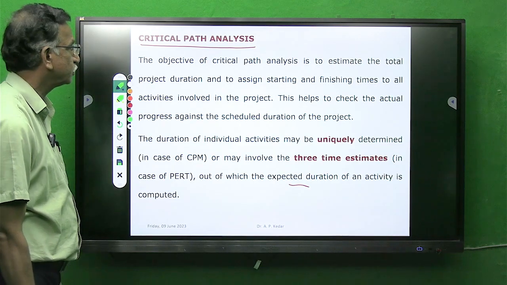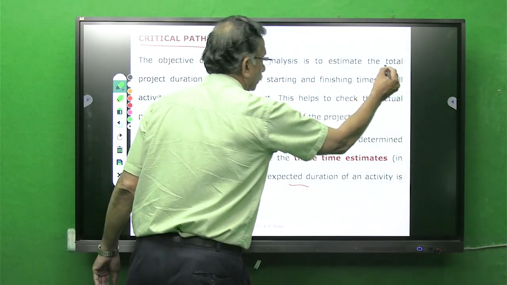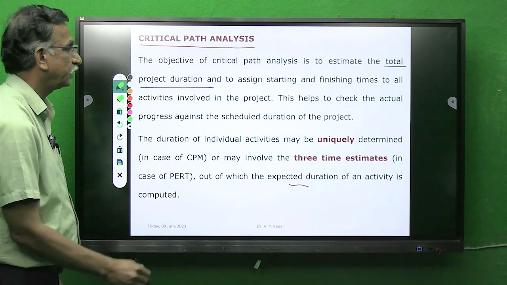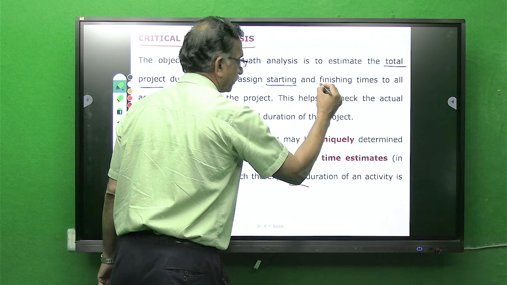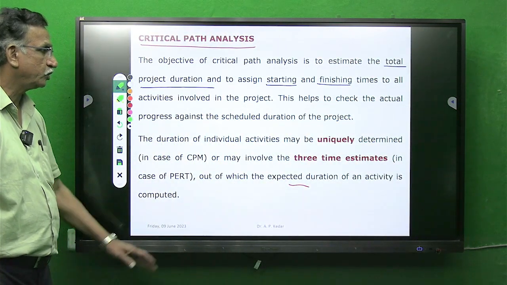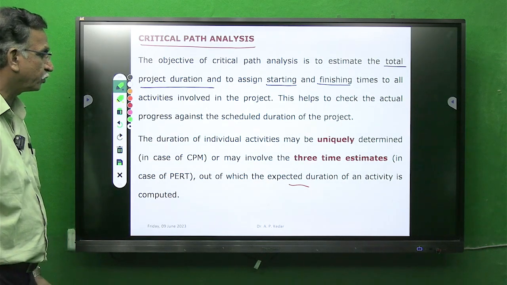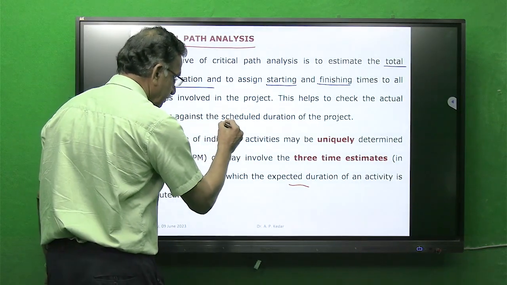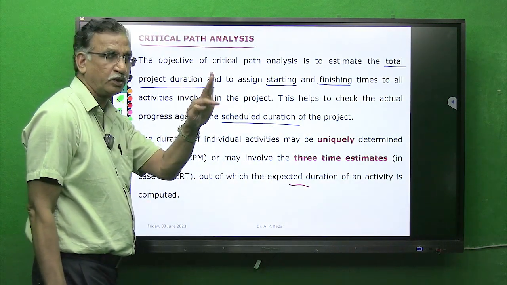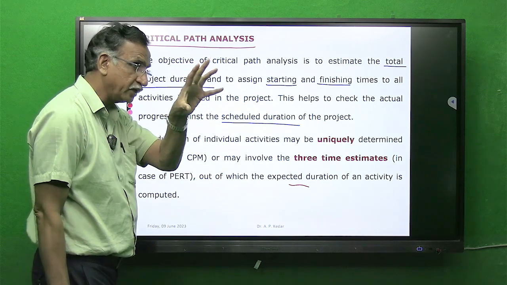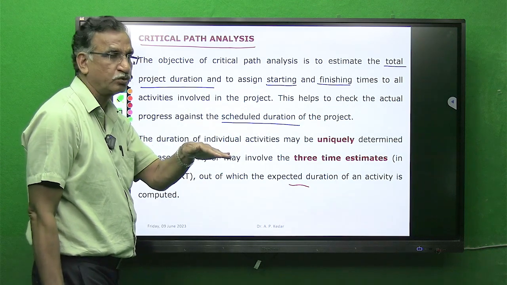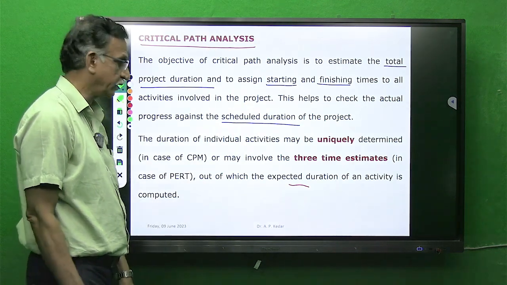critical path analysis is to estimate the total project duration and assign starting and finishing times to all activities involved in the project. This helps to check actual progress against the scheduled duration of the project. Now we have seen planning, scheduling and control, where you have some targets for different activities. So what is the difference of scheduled with actual execution? That is possible in this analysis.